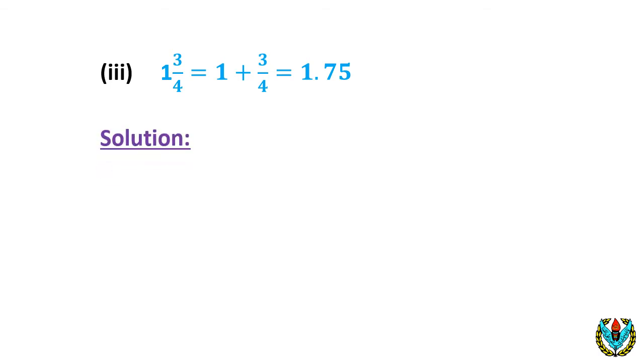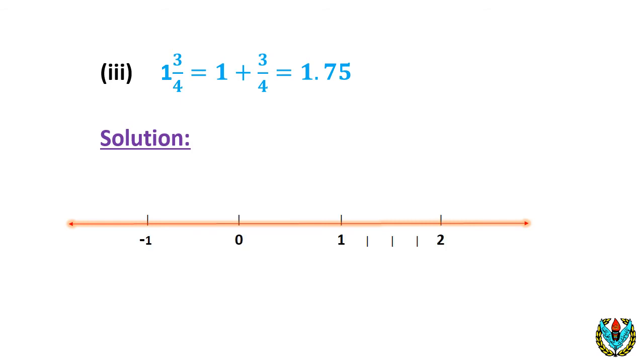Dear students, its solution is to show this number on the number line. We can see that because this number is greater than 1 and less than 2, it will be in between 1 and 2. Because in the fractional part the denominator is 4, we divide the area between 1 and 2 into 4 equal parts, and because the numerator is 3, we count 3 lines from 1, and the arrow shows the place of the number 1 whole number 3 by 4.